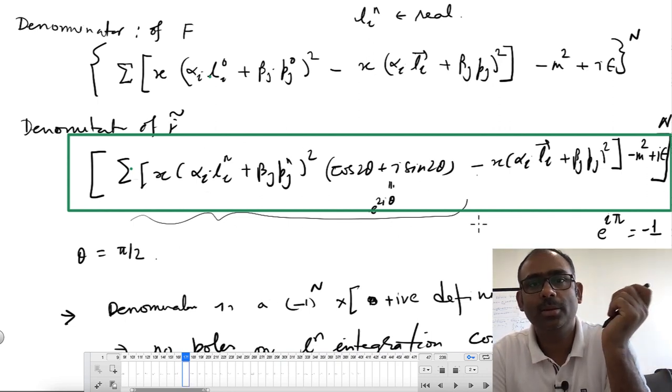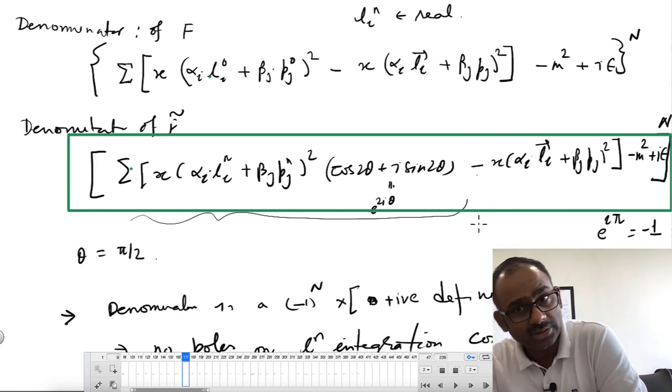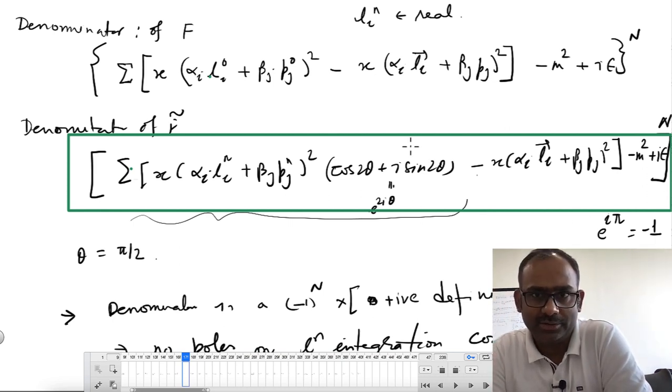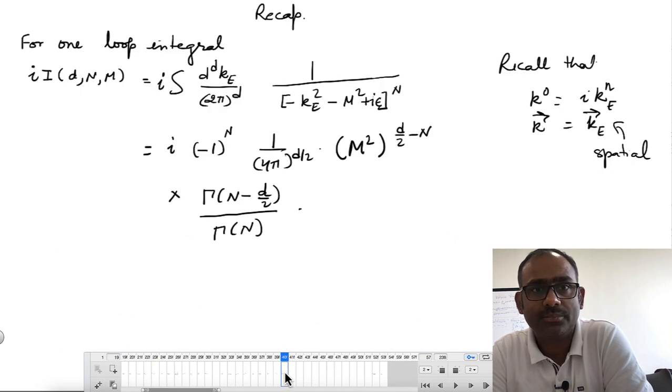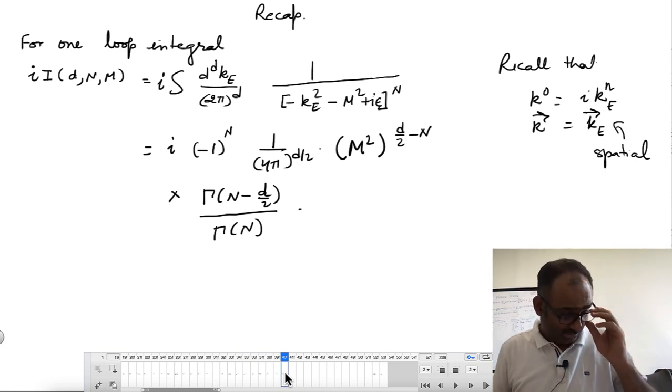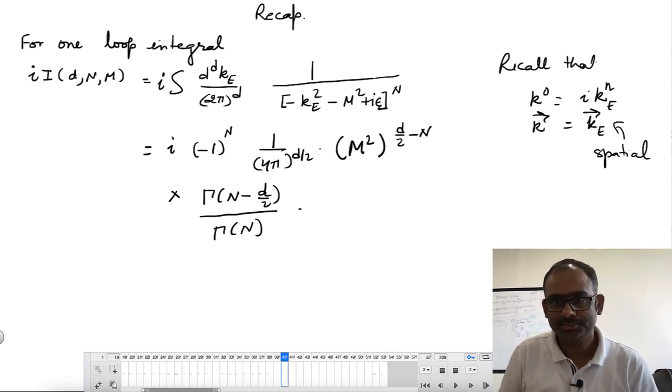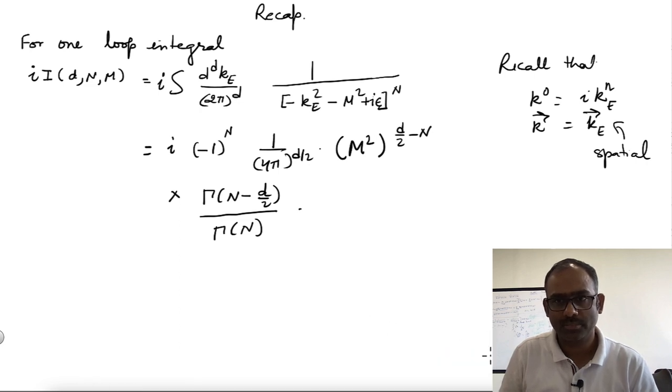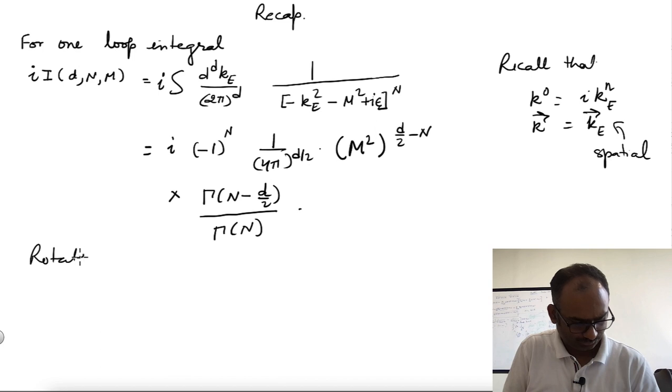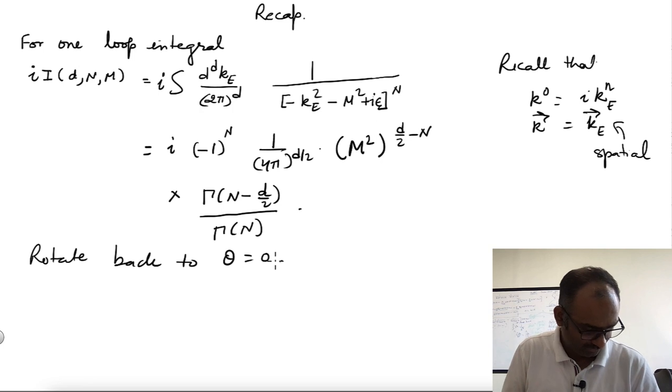This is the denominator that we had at the time after Wick rotation. This is for arbitrary theta, but if you rotate by 90 degrees, you get the Wick rotated integral. So I am going to put theta equal to 0 again. That is what I am doing. So I am going back to the original integral. Okay, so rotate back to theta equal to 0.